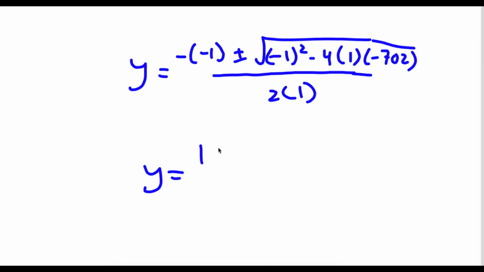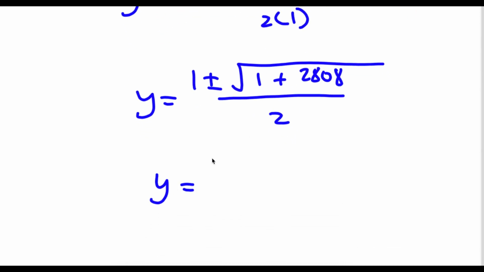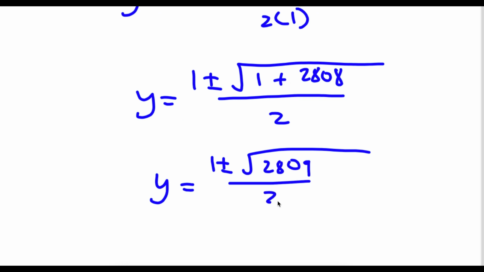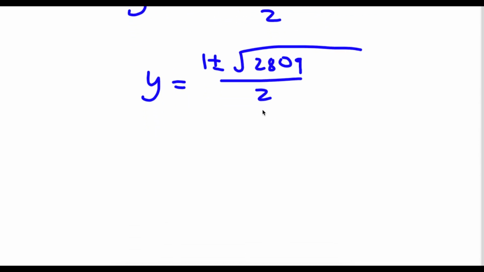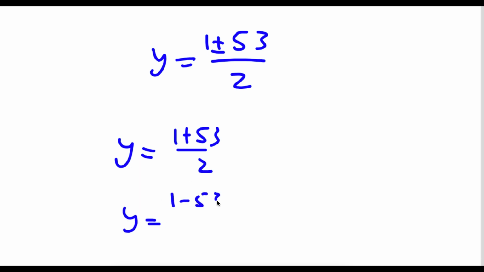Now, negative of a negative is a positive, so I have positive 1 plus or minus the square root of negative 1 squared is 1, minus negative 4 times negative 702, which is positive 2,808. And 2 times 1 is 2. Now I have 1 plus or minus the square root of 1 plus 2,808, which is 2,809, over 2. And the square root of 2,809, that is going to be 53. So now I have y is equal to 1 plus 53 over 2, and y is equal to 1 minus 53 over 2.